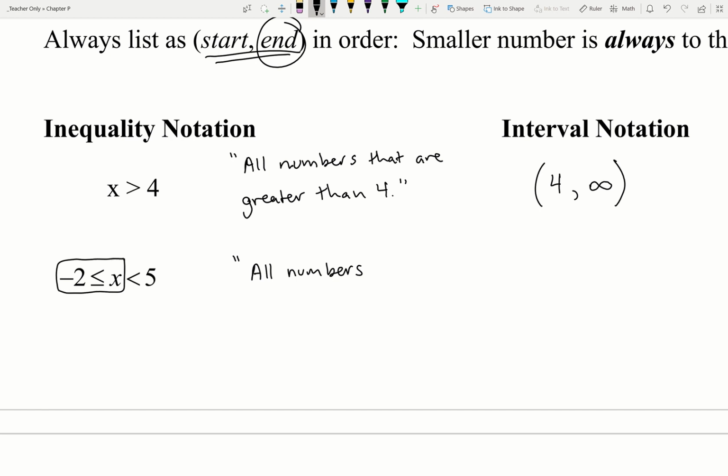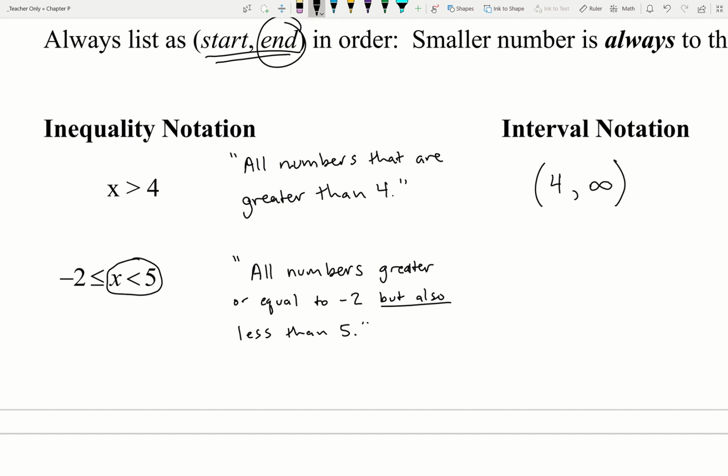What does this part say? It says negative 2 is less than or equal to x, and x represents all numbers. So we want all the numbers that are going to be greater than or equal to negative 2, but also fitting another description, right? So this description right here, we also want all of those numbers at the same time to be less than 5, okay?